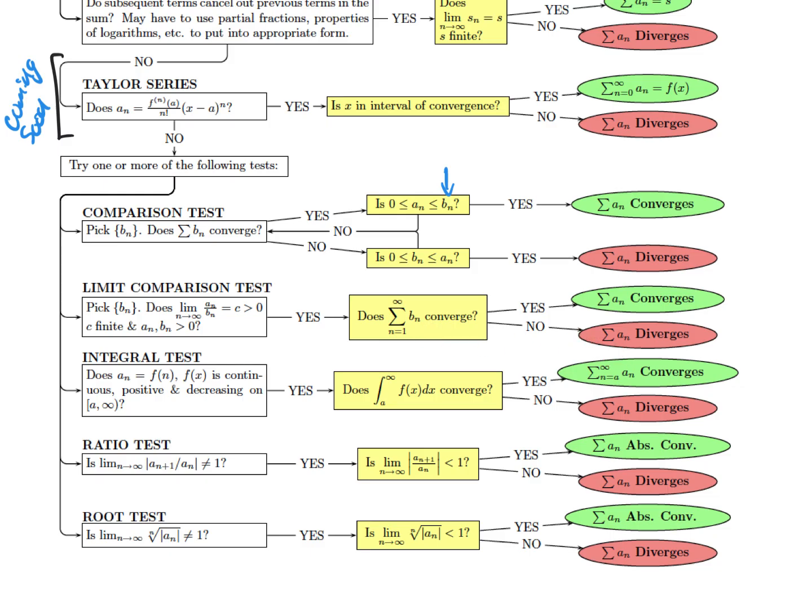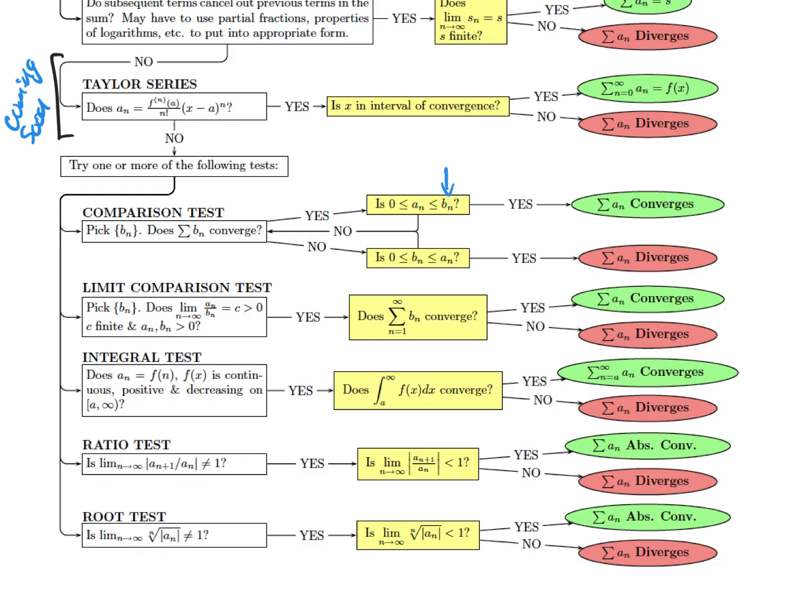Okay, integral test. Well, we can make this an integral. If the infinite integral here converges, then our series converges, or diverges. Ratio test. So the limit of the ratio of the two terms, the absolute value of the two terms. Okay, then whether that converges or not. Okay, then the root test.